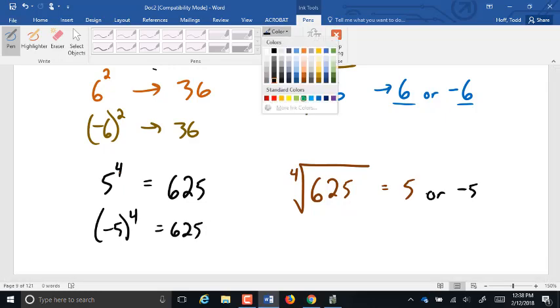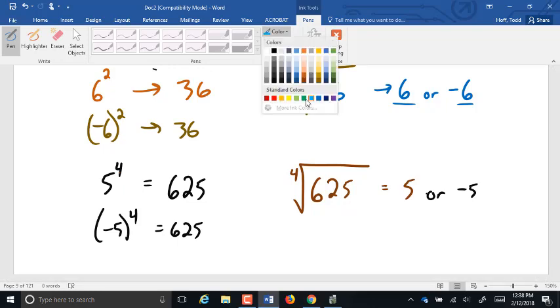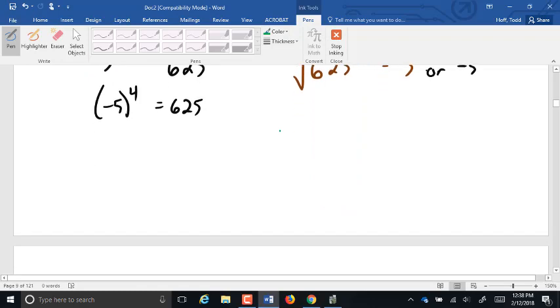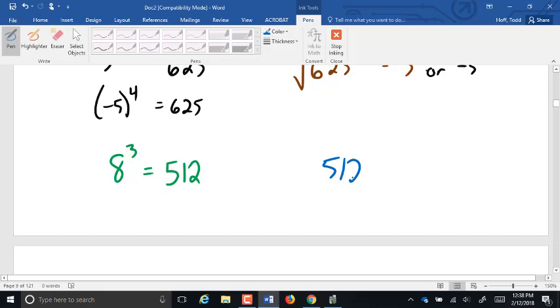While I'm at it, let me show you one more example of that. How about 8 to the power of 3? What's that equal? 512. Very good. If I want to get from that 512 back to 8, what do I do? Power of 3, so it's going to be a third root.